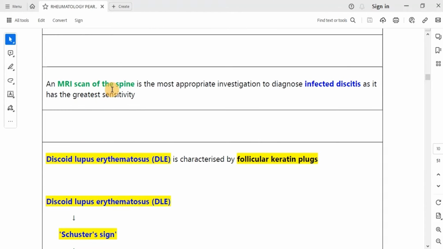An MRI scan of the spine is the most appropriate investigation to diagnose infective discitis as it has the greatest sensitivity.